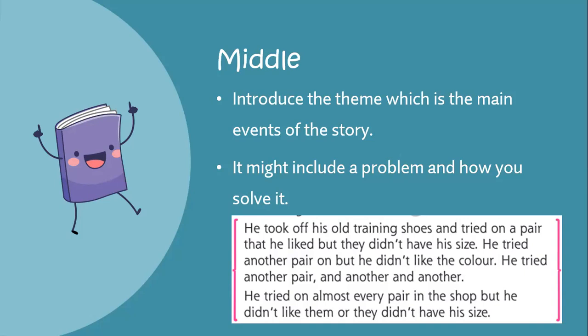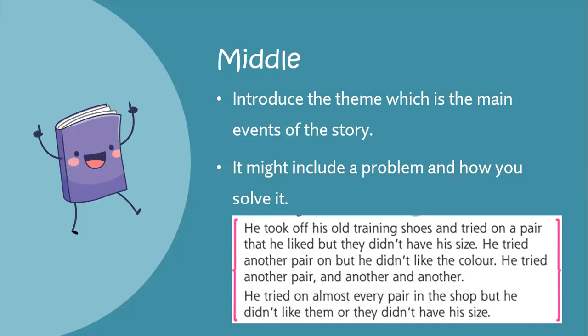As you can see here, he took off his old training shoes and tried on a pair that he liked, but they didn't have his size, so this might be the problem, that they didn't have his size of sports shoes. Okay, if I'm writing about my birthday and the day was overall a good day, I don't need to have a problem. I can use here my sequence words: first, next, then, after that, and finally.